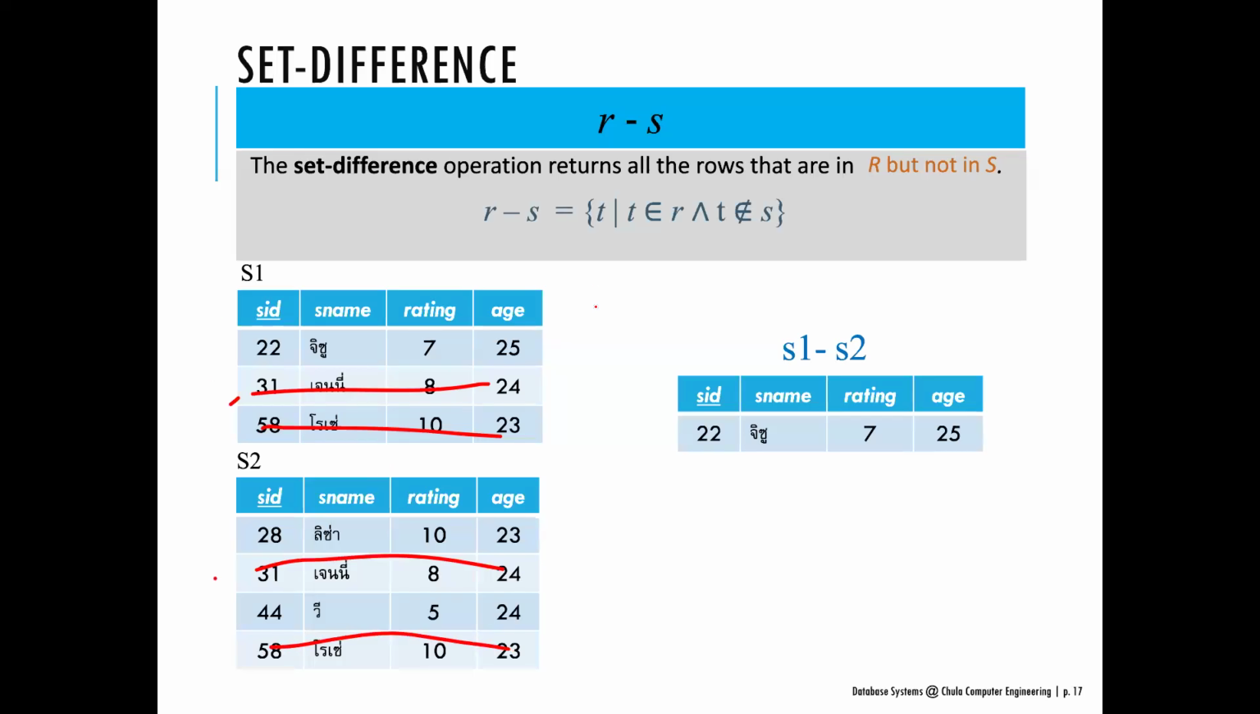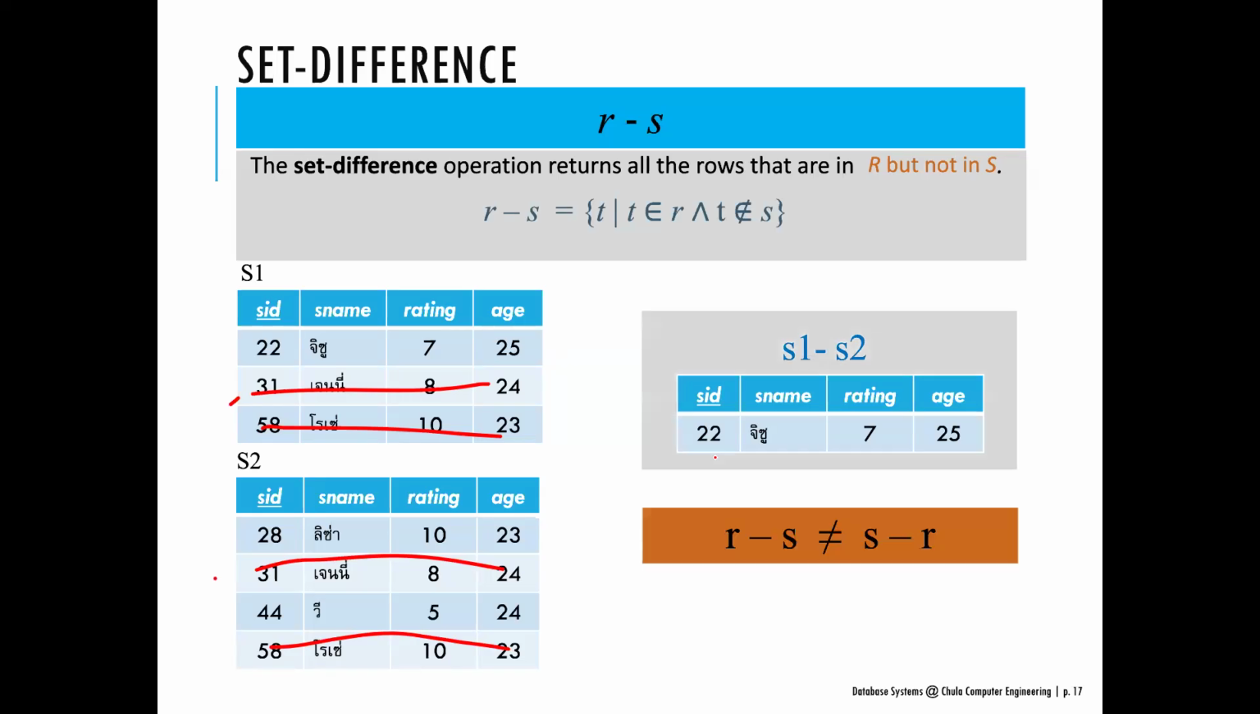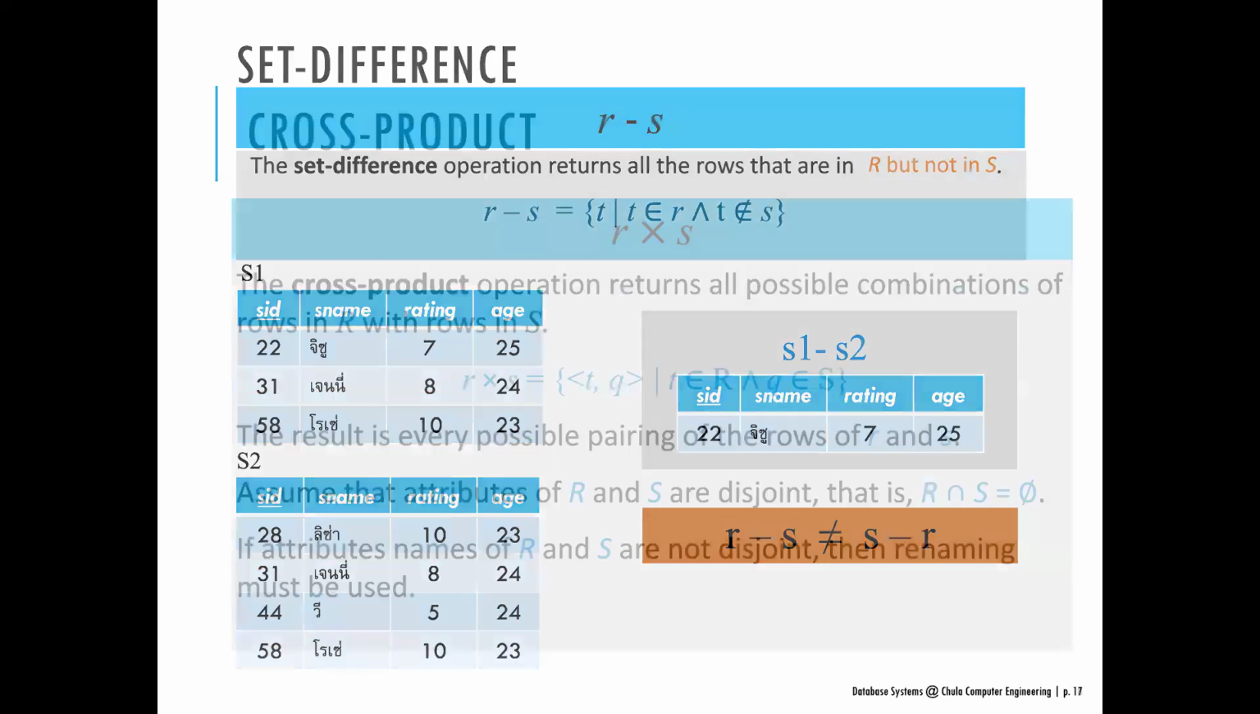Because S1 is on the left, you only have this 22 as the result. However, you know that mathematically R minus S is not equal to S minus R. So this is just the basic rules.